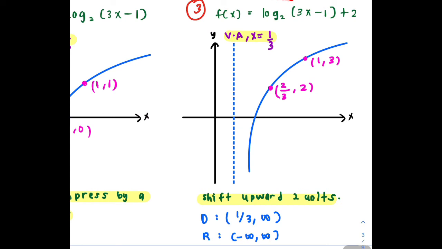After you get the final graph, don't forget the question asks us for domain and range also. For the domain, let's see from your vertical asymptote. The domain is 1 over 3 until infinity. Make sure 1 over 3 is not included. And for the range, it is all real numbers, from minus infinity until infinity.